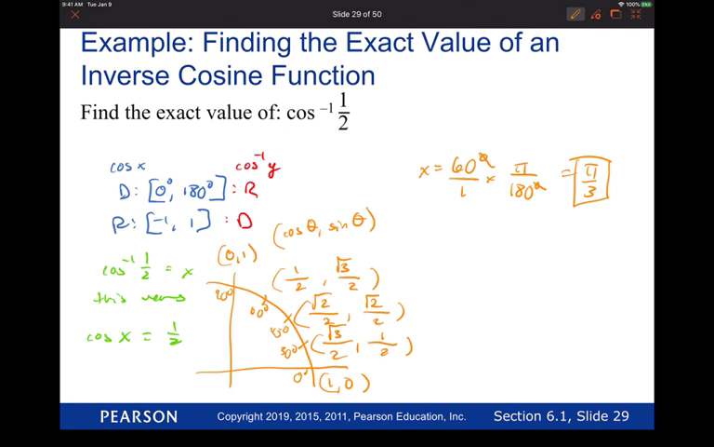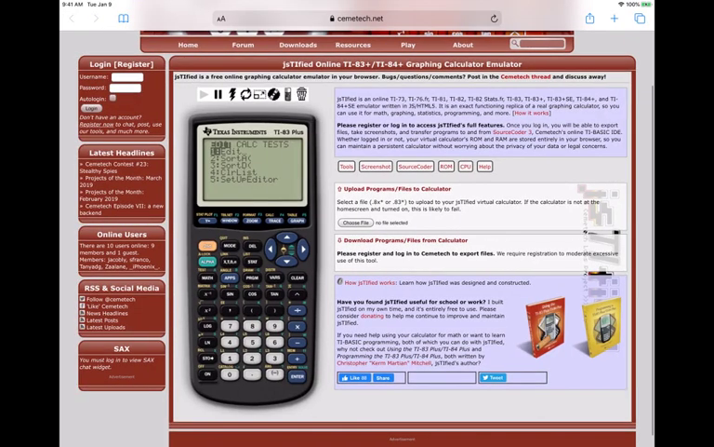Let's check our trusty calculator. What answer did we get? Pi over 3, right? So let's go to mode. We are in radians. We're going to do inverse cosine of a half, and then let's do pi over 3. Any questions there? So that was correct.